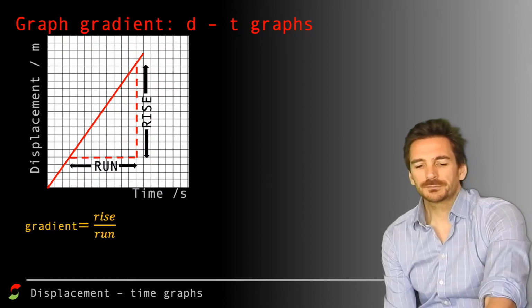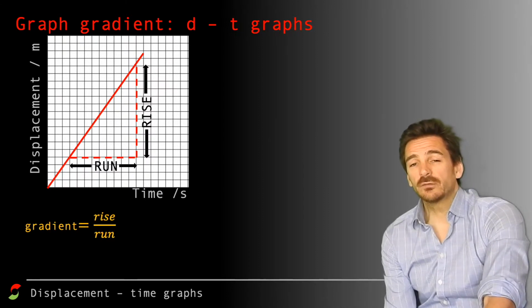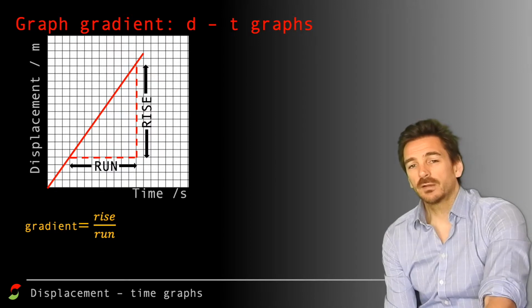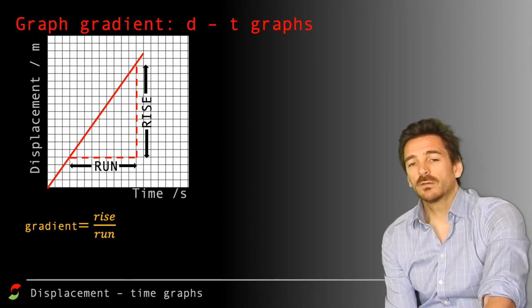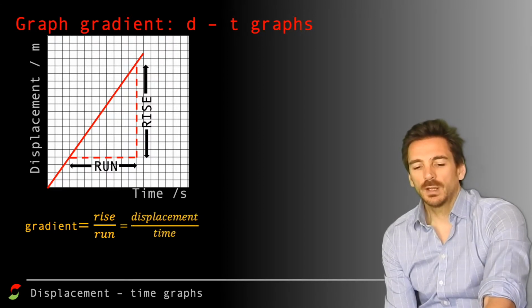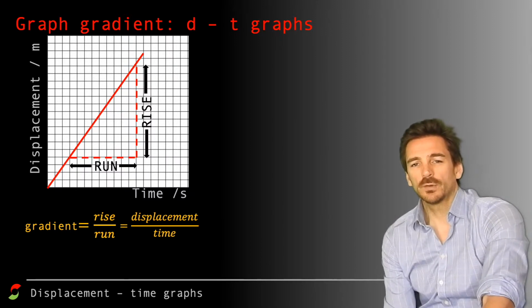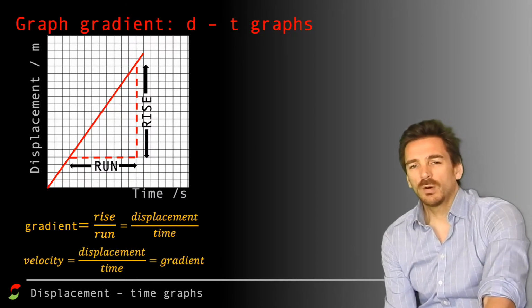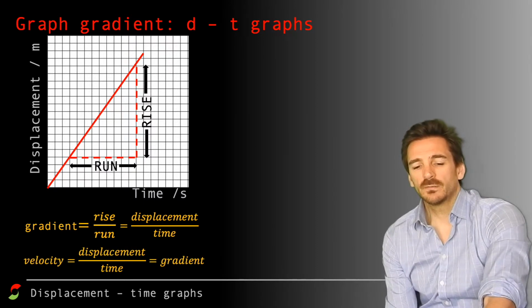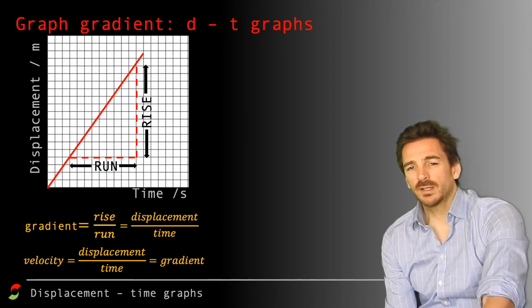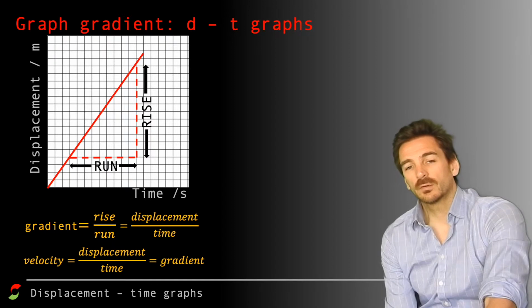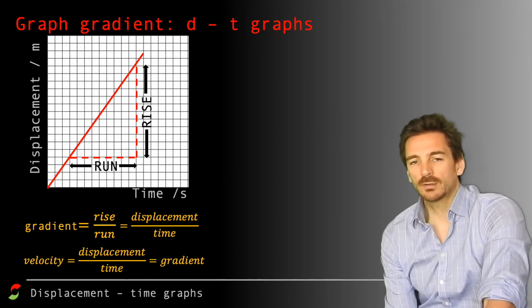That's the same thing. What we need to realise is that calculating the gradient is simply the rise of that triangle divided by the run of that triangle, or dy by dx. The rise is displacement, and the run is the time for that displacement. And if we think about what velocity is, it's also displacement divided by time. You can see that the gradient and velocity are exactly the same thing for these displacement time graphs. So to calculate velocity, we just calculate the gradient.